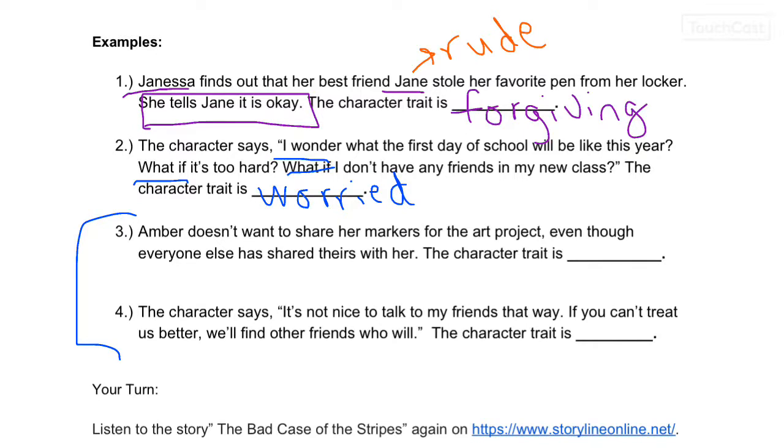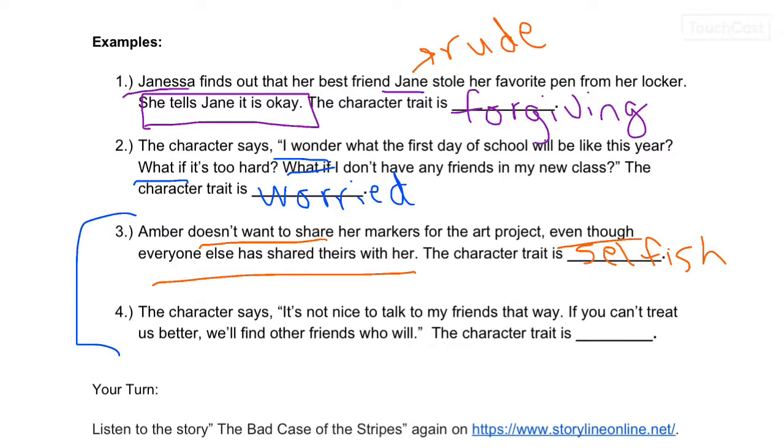All right, I hope you had some time to try on your own. Number 3, Amber doesn't want to share her markers for the art project, even though everyone else had shared theirs with her. The character trait is blank. So for me, again, you don't have to have the same word as me, but I said that Amber was selfish. The reason I said she was selfish was because she doesn't want to share, even though everyone else shared with her.